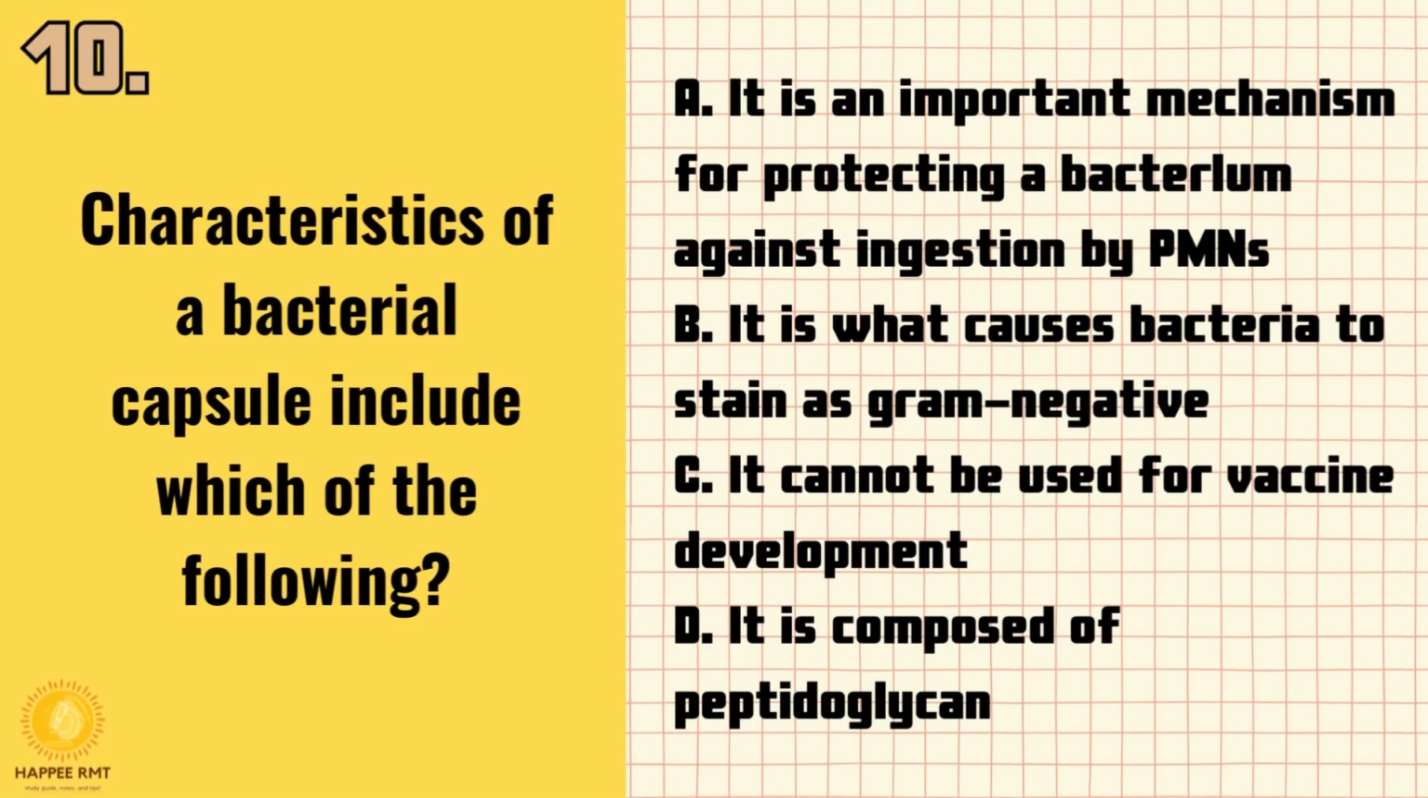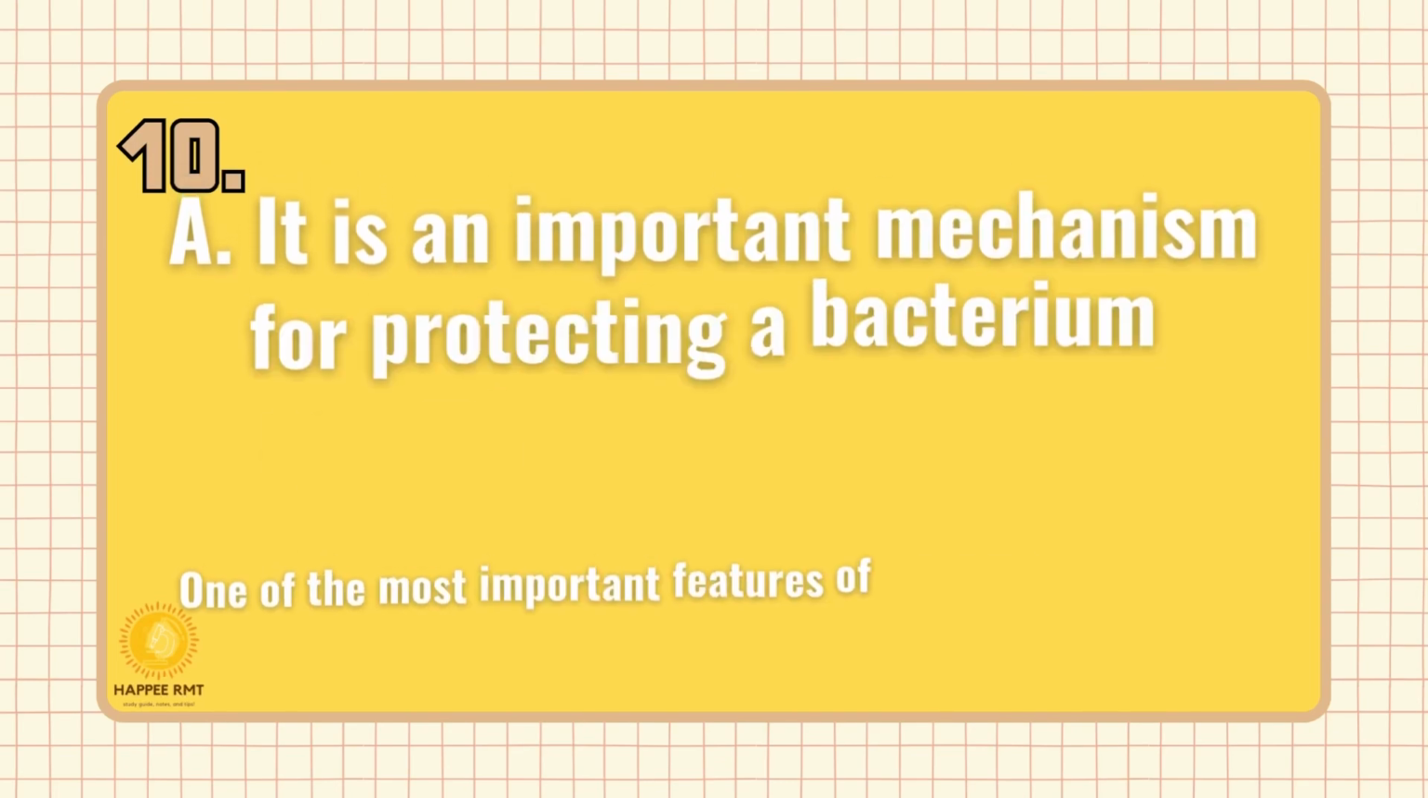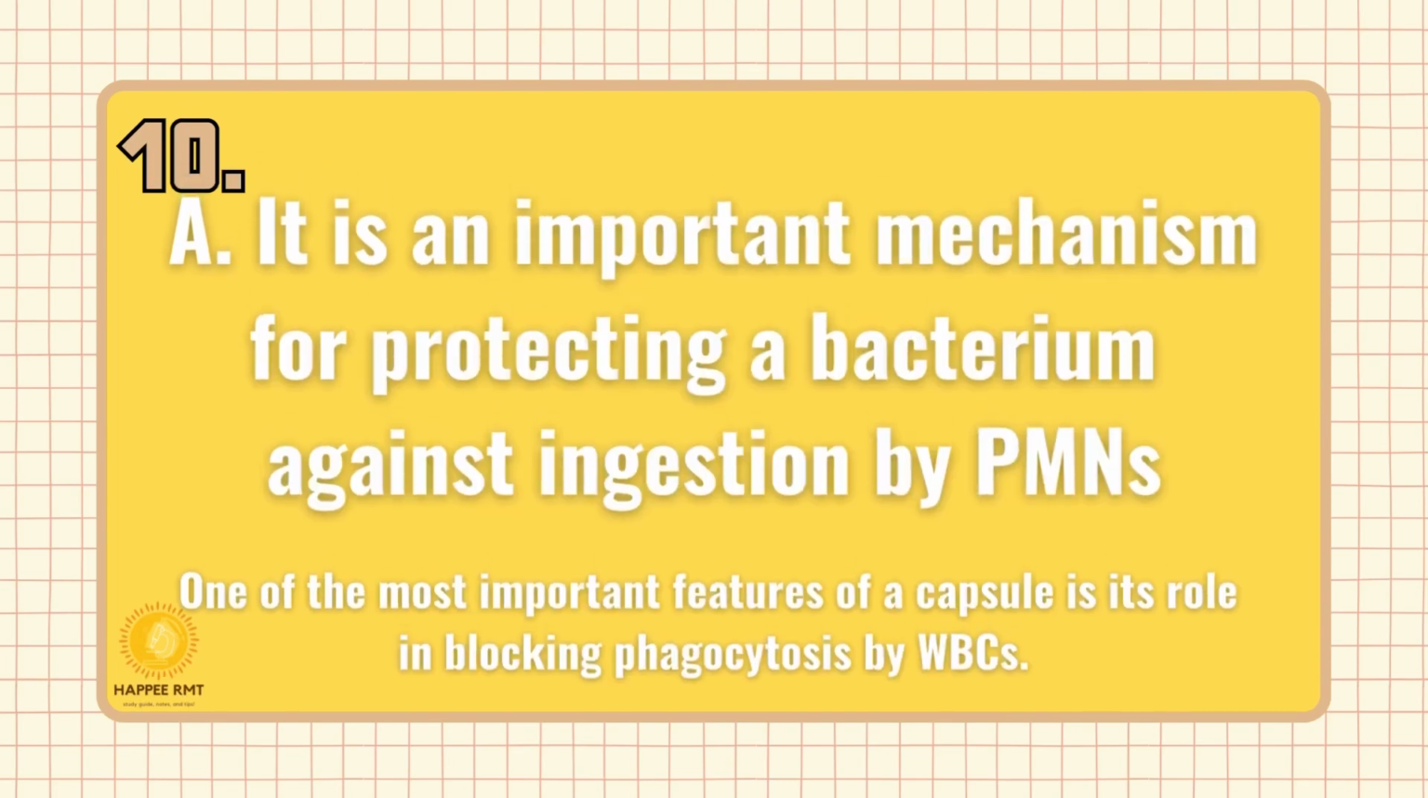Number 10. Characteristics of a bacterial capsule include which of the following? A. It is an important mechanism for protecting a bacterium against ingestion by PMNs. B. It is what causes bacteria to stain as gram-negative. C. It cannot be used for vaccine development. D. It is composed of peptidoglycan. Answer is A. It is an important mechanism for protecting a bacterium against ingestion by PMNs. One of the most important features of a capsule is its role in blocking phagocytosis by WBCs.